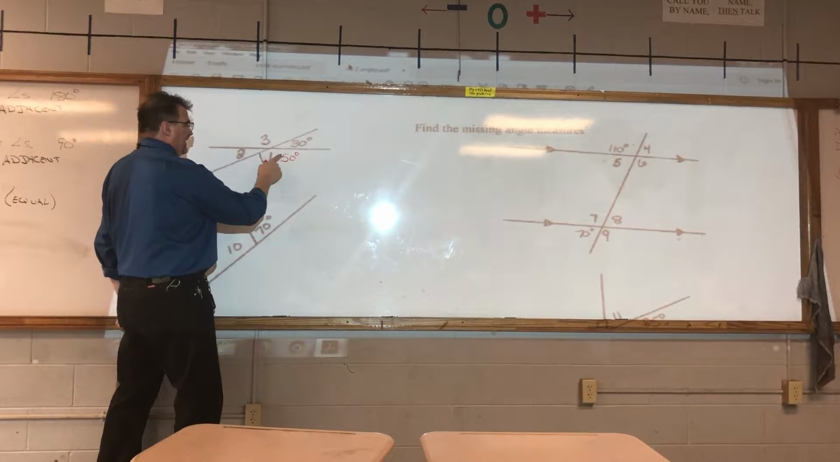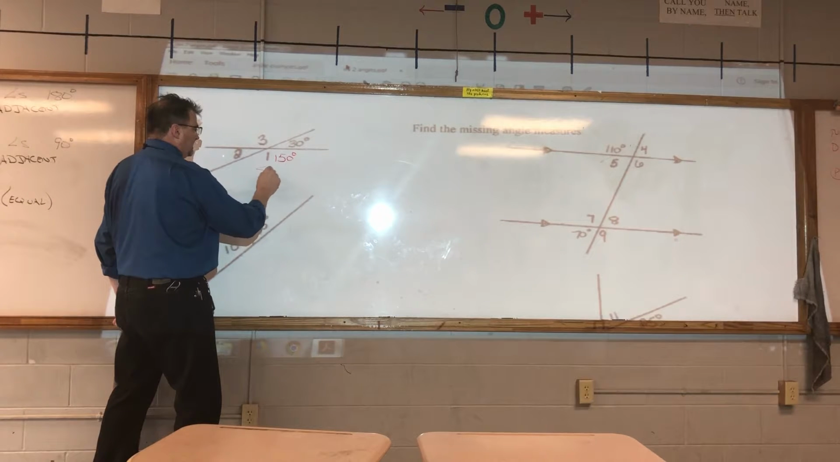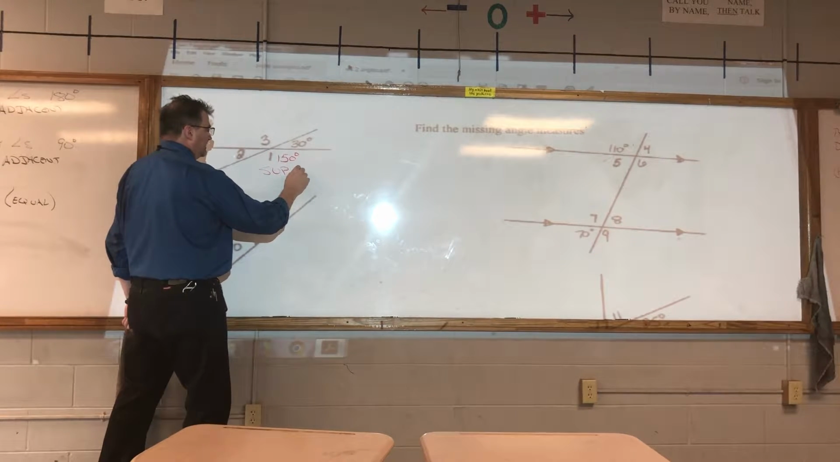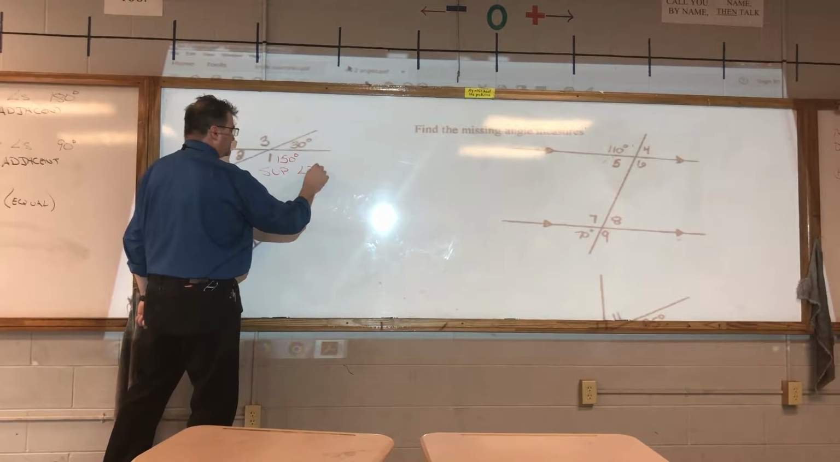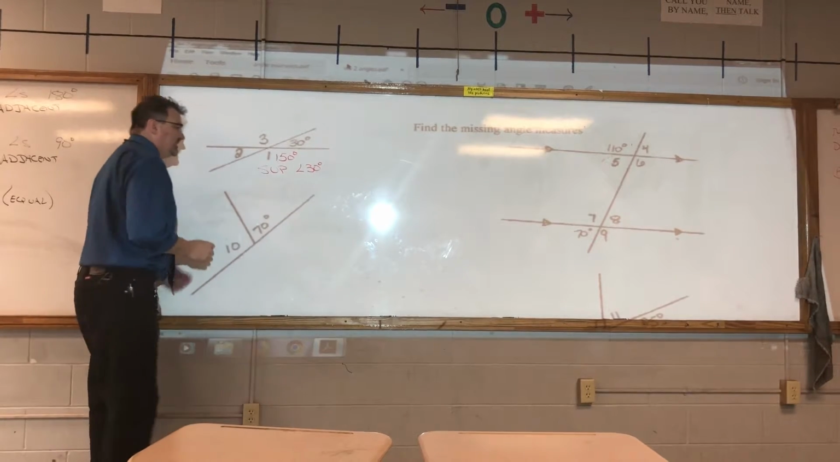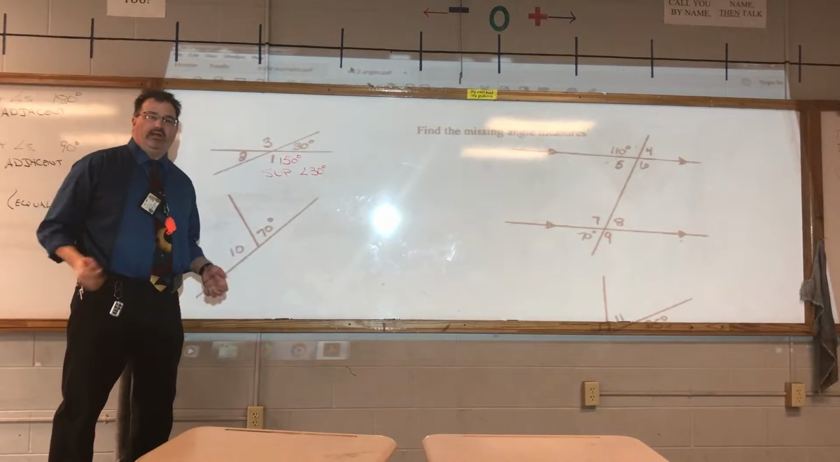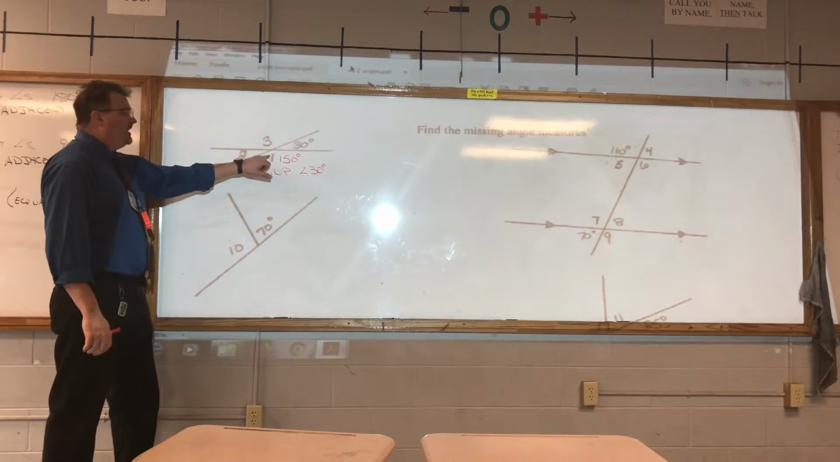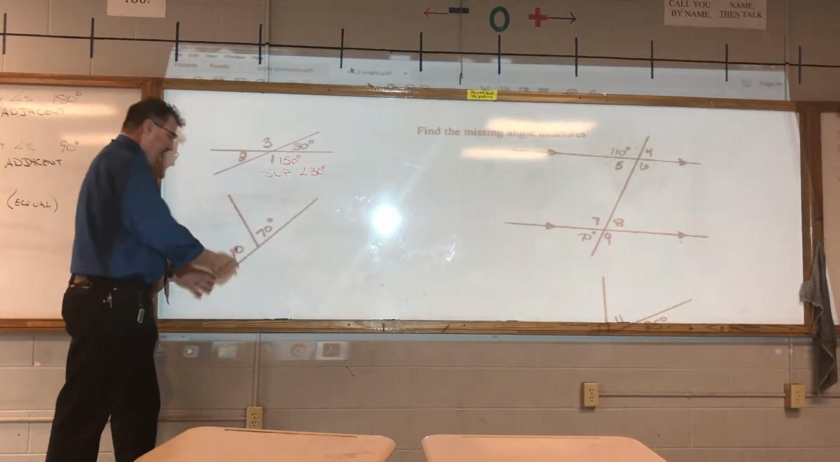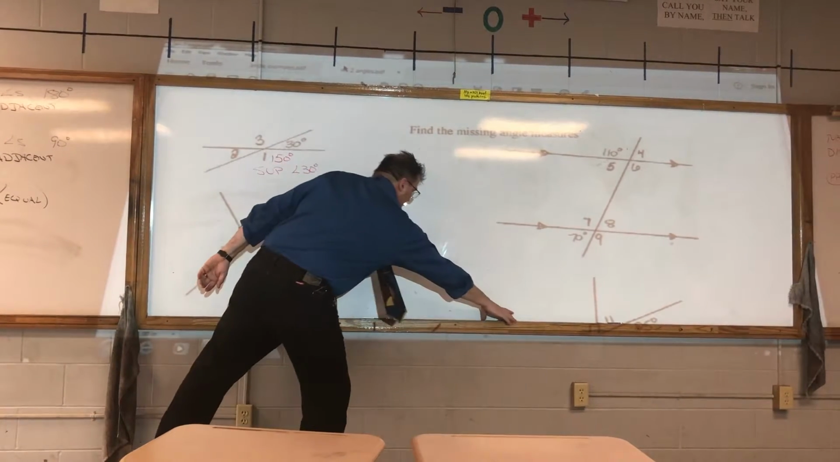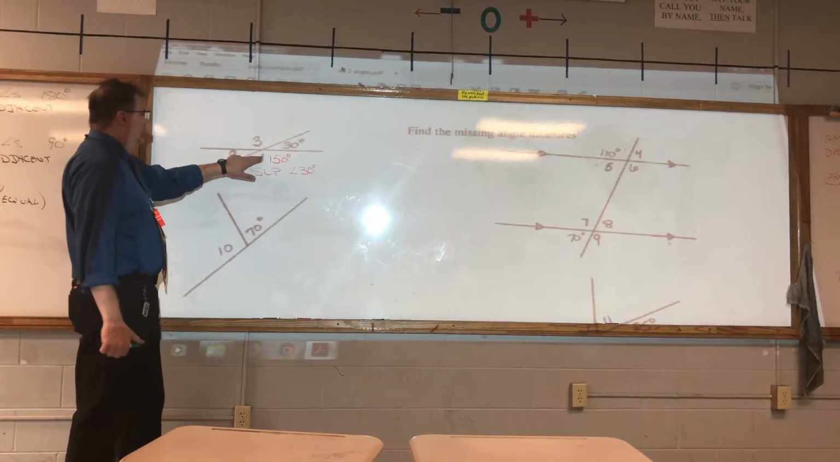Why can I say that without measuring it? Because it is supplementary to the angle that's 30 degrees. That little squash looking L thing is shorthand for angle. So now I know the measurement of angle 1. Okay? Go to angle 2.